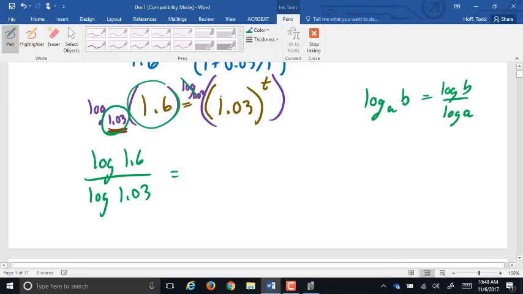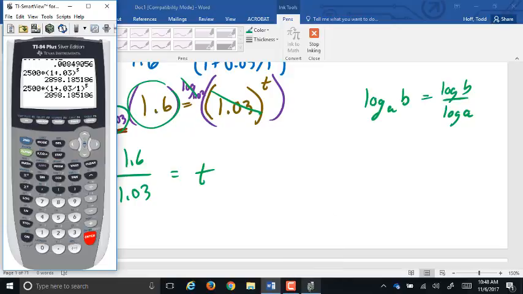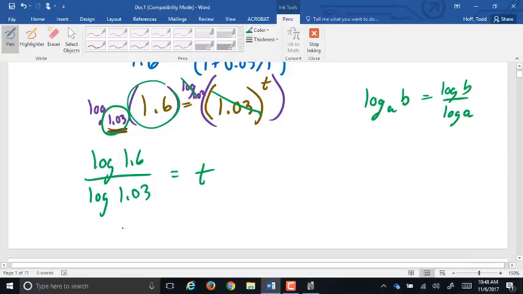Over here, the log and the 1.03 cancel out. That's just going to give us t. So you have log of 1.6. Make sure you close your parentheses. Divided by log of 1.03 gives us 15.9 years.